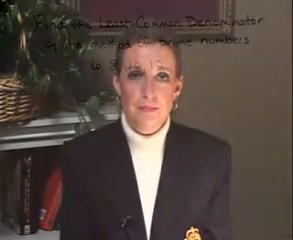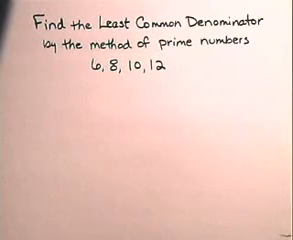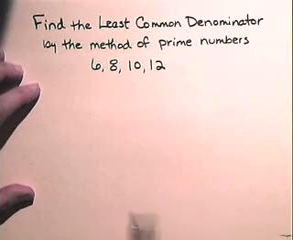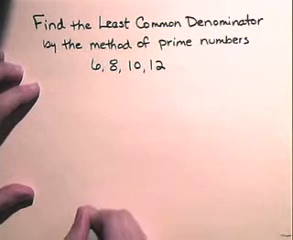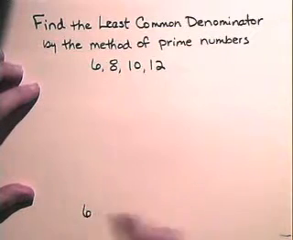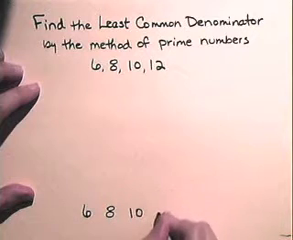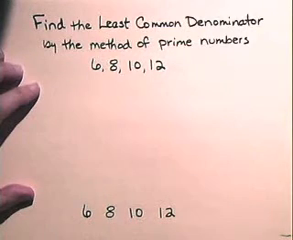Now let's find the least common denominator using the method of prime numbers. We will use the method of prime numbers to find the least common denominator for the denominators 6, 8, 10, and 12. So we're going to list these denominators, and we're going to divide by prime numbers until only ones remain.